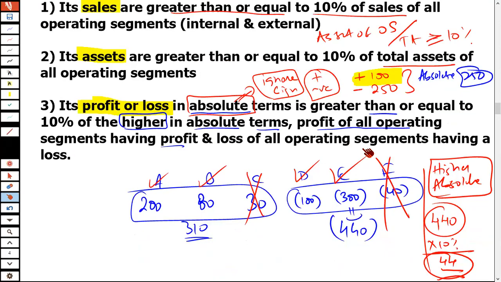So do you get this profit and loss condition also? Yeah, do you people get it?